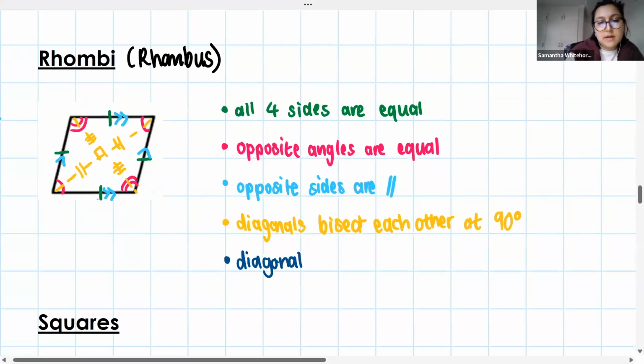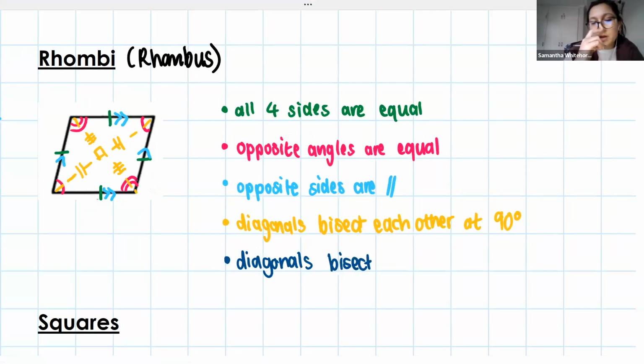Diagonals. I'm trying to give everyone a chance. So obviously, please do raise your hand and please do give options. I am just trying to spread chances here.